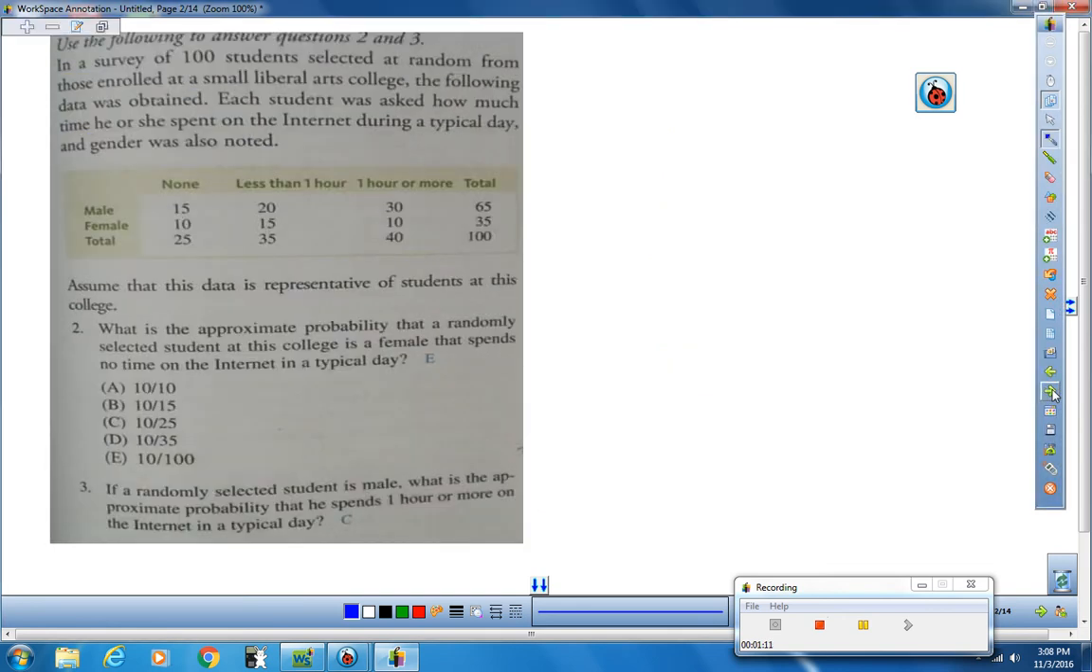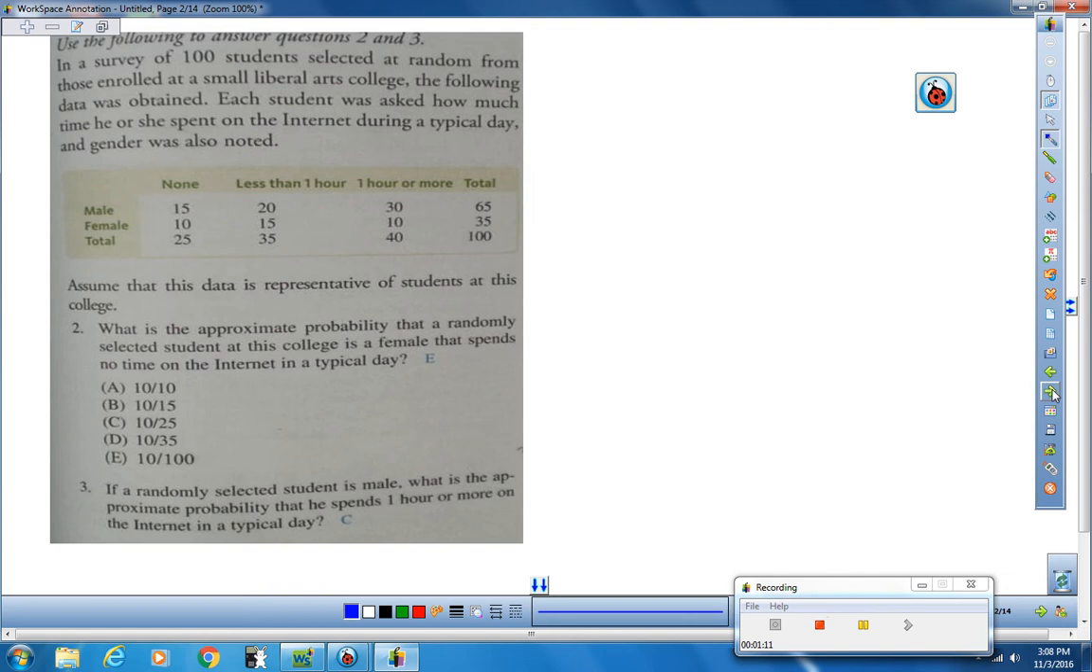Number 2 and 3 go with this survey of students enrolled in a small college. And they ask how much time they spend on the internet during a typical day. And we're going to say that this data is a representation of our college. We can see that the answers are listed for 2 and 3, but let's make sure that we understand how we got to these. It says, what's the approximate probability that a randomly selected student at this college is female that spends no time on the internet in a typical day?